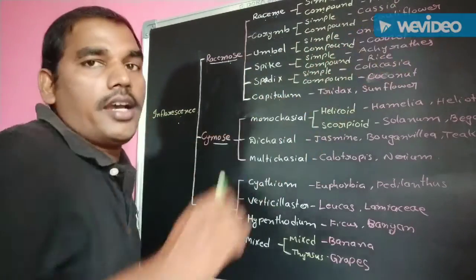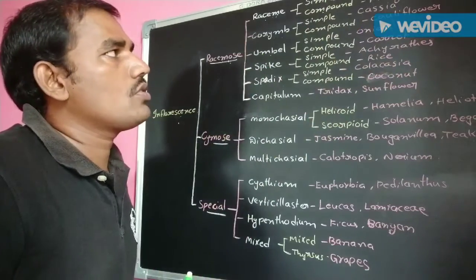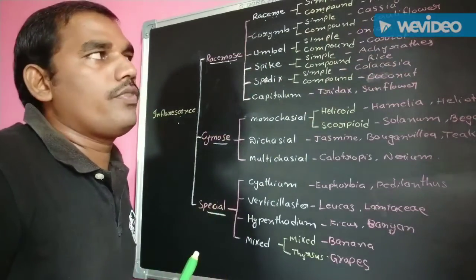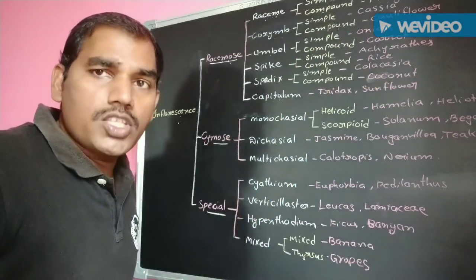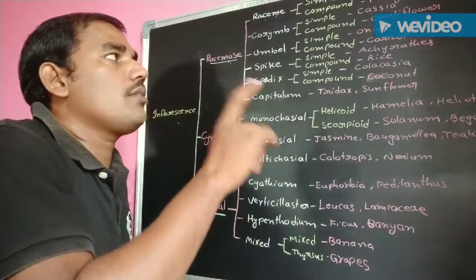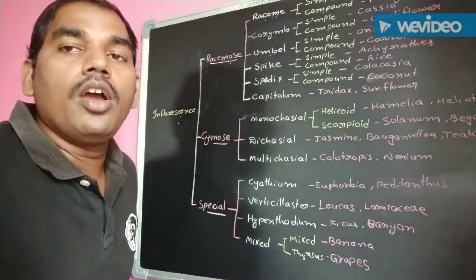Example, cassia. It is an unbranched, simple corymb inflorescence. And compound corymb inflorescence is where the peduncle is branched. Every branch resembles a simple corymb. Example, cauliflower.